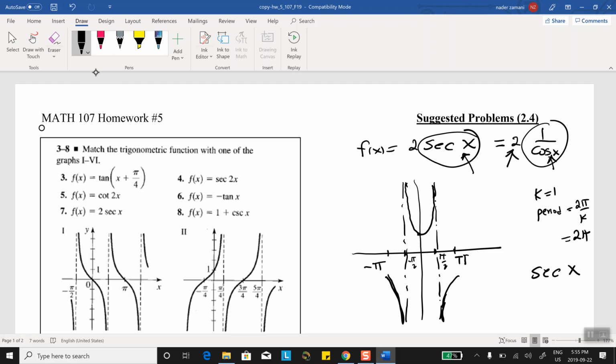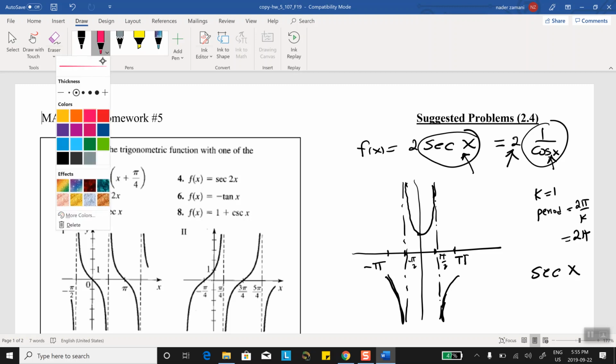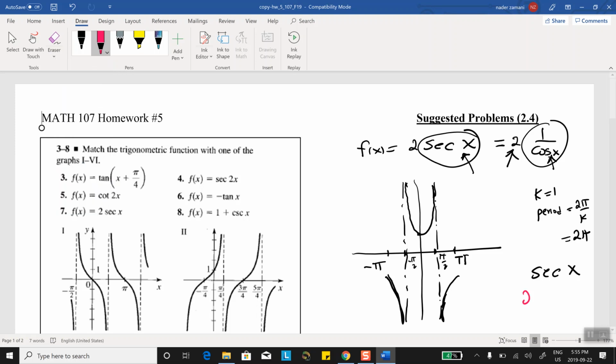But what I have is 2 secant of x, which means everything is stretched by a factor of 2. So this point, which was height 1, now goes to height 2. Of course, you shoot to infinity, like this. This one that was height minus 1 goes to minus 2, goes like this. And same thing down here.